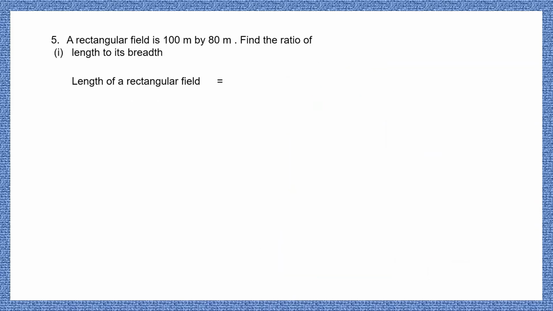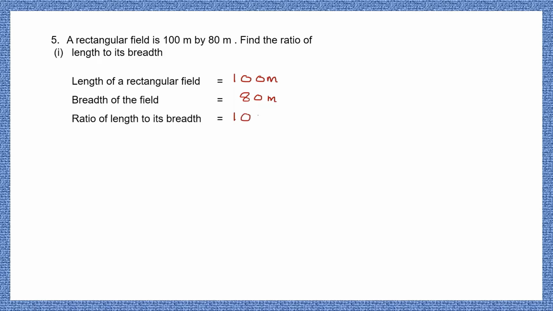Question 5. A rectangular field is 100 meters by 80 meters. Find the ratio of the length to its breadth. So the length of the field is 100 meters. The breadth of the field is 80 meters. Now I need to find the ratio of its length to its breadth. So length is 100 meters is to breadth is 80 meters. I do it like a regular sum. I'm going to write it as a fraction, 100 by 80.